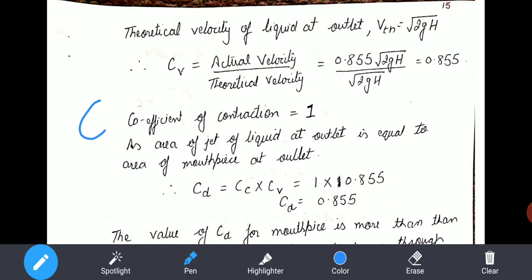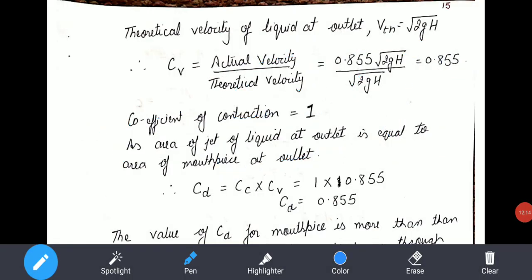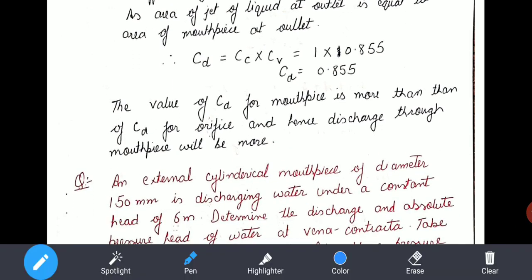So CD, as I told you in the last lecture, is equal to Cc into Cv, that is, coefficient of contraction into coefficient of velocity. The coefficient of velocity we already obtained, which is 0.855, and the coefficient of contraction is 1. From here we derive that the value of CD for a mouthpiece, that is the coefficient of discharge, is more than the coefficient of discharge for an orifice, and the discharge from mouthpieces will be more as compared to orifices.